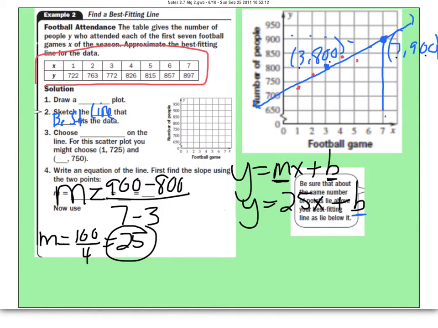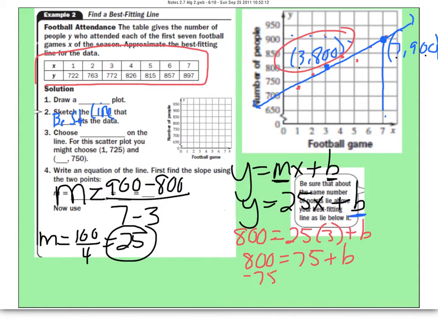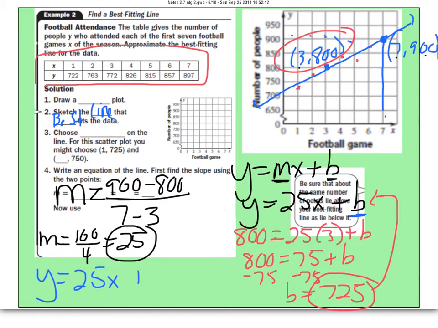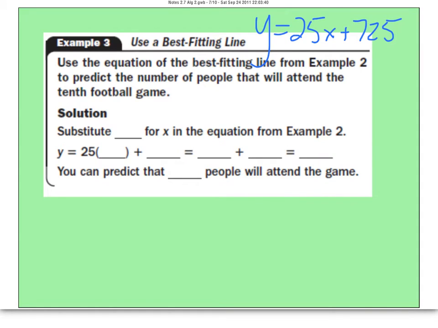To find the b, remember, take one of your ordered pairs and plug it in. I'm going to use this ordered pair, so I'm going to put 800 in for y, 3 in for x. So that's 800 equals 75 plus b. Subtract 75 from both sides. So b is going to be 725. And take that and put it right in there, and I'll get my final equation. The y equals 25x plus 725.